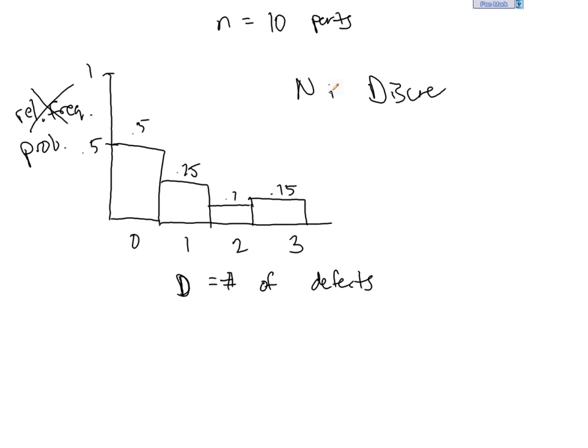So d is discrete. Okay, so these bars are set up in a way to allow us to delineate the possibilities. In other words, this bar is separate from this bar, separate from this bar, separate from this bar. There's no overlap between them. There's nothing in between those two bars. And that's why we kind of press them together.